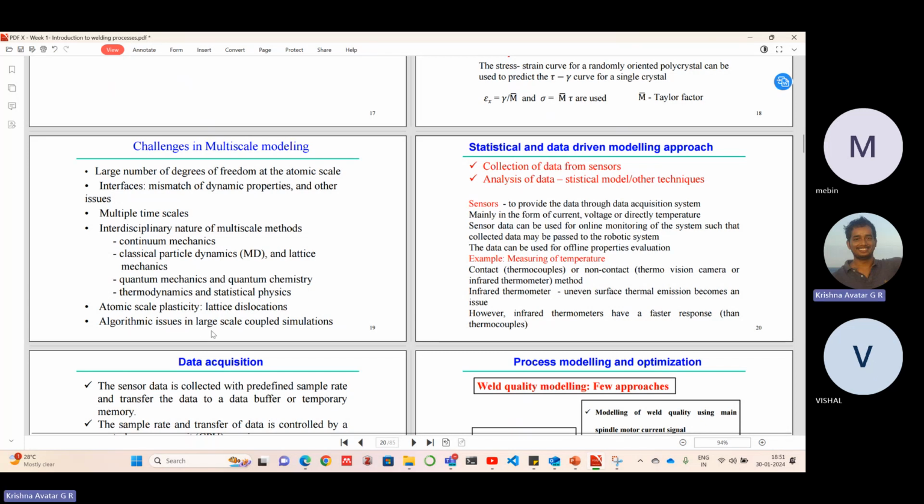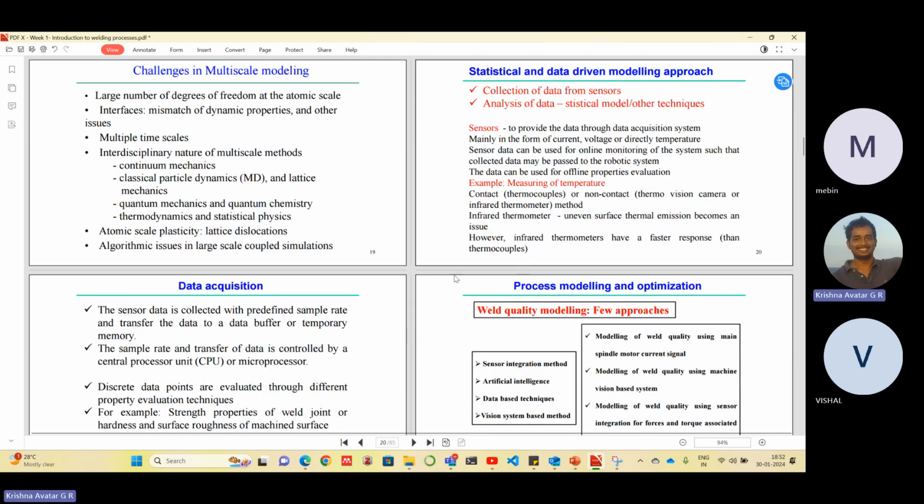And we also have algorithmic issues in large scale coupled simulation. This is mainly because of the enormous complexity of a coupled system. Say some approaches could be n to the power of three. So if you have 1,000 particles, the complexity order could be 10 to the power of 9, and you see how quickly the complexity grows. In the statistical and data-driven approach, we require data, obviously, and for this we require various sensors for various different purposes.